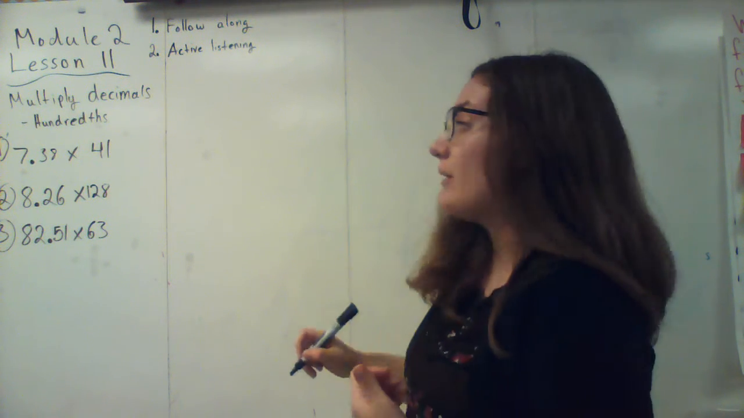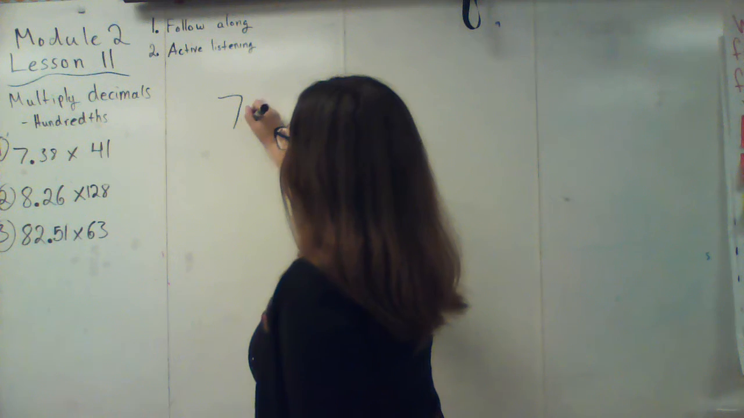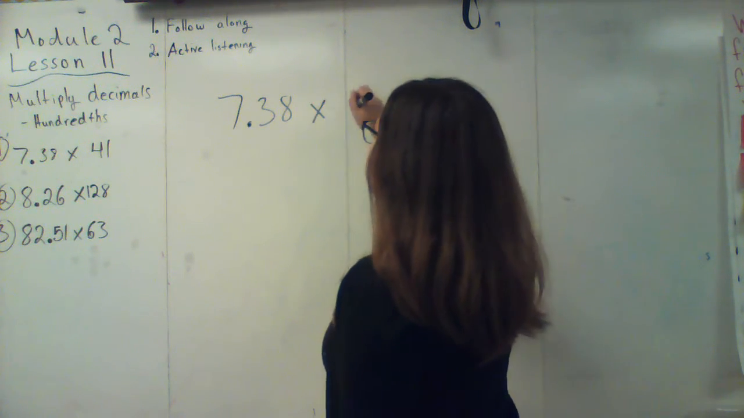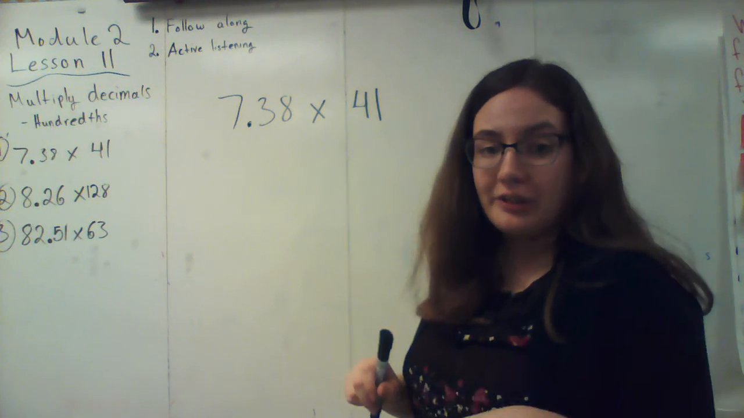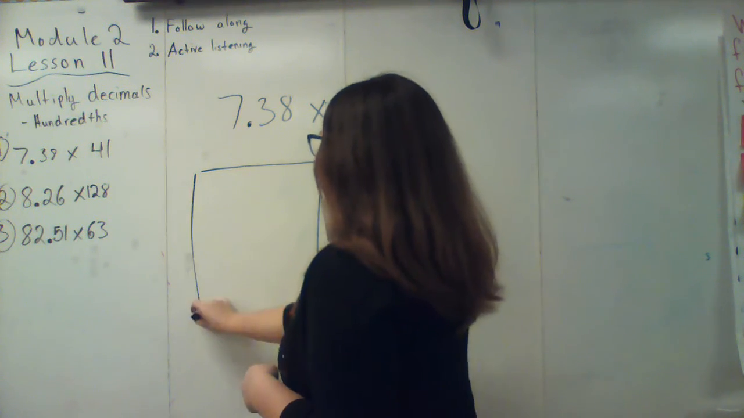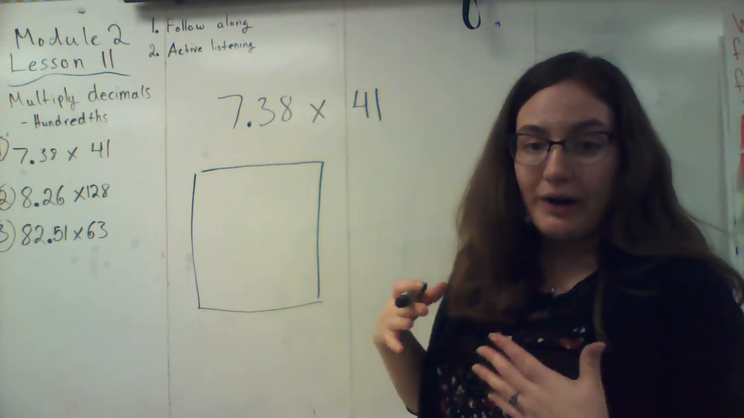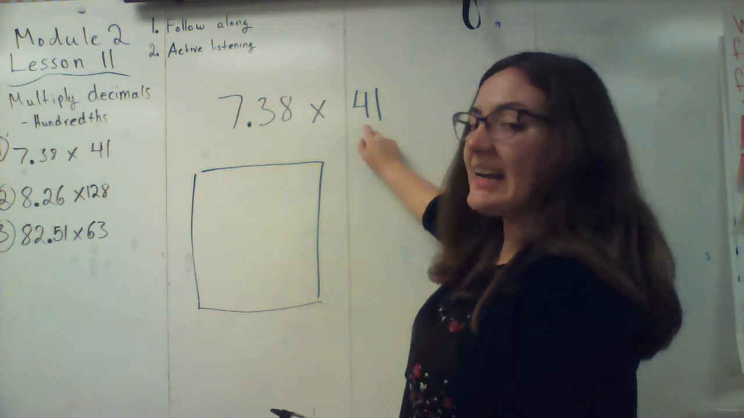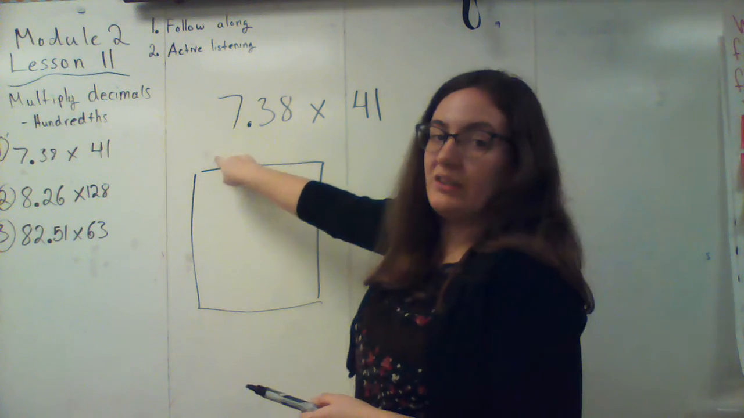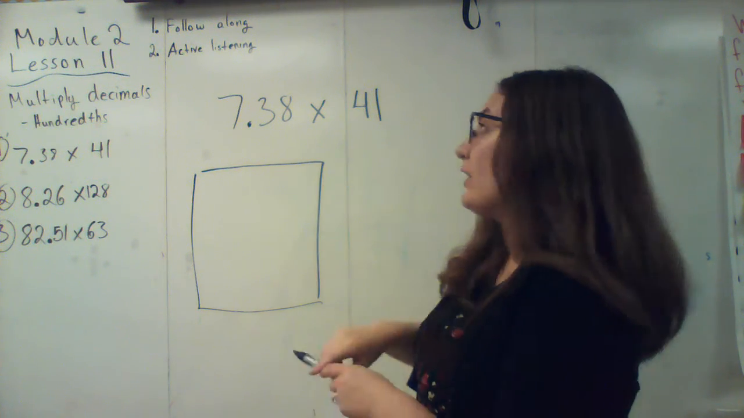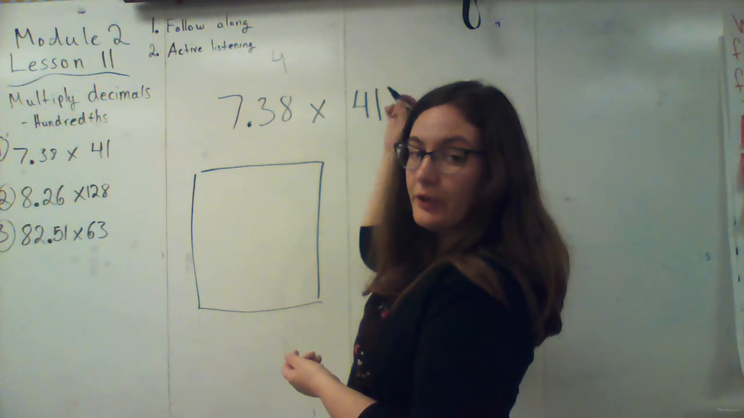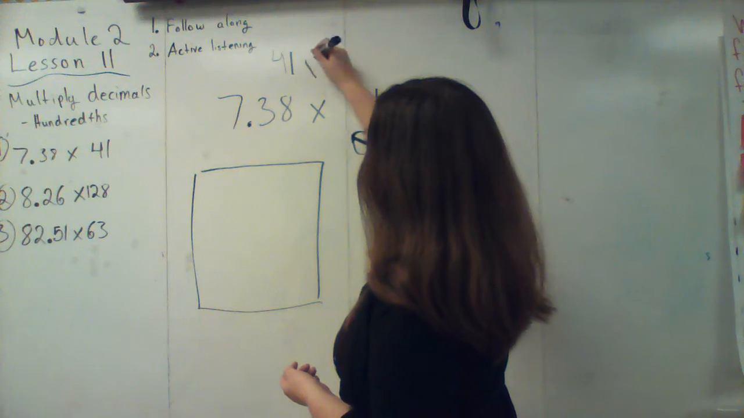So let's take a look at our first problem. Our first problem is 7.38, or 7 and 38 hundredths, times 41. Now I'm going to make my area model for this. Remember, I draw my box, and then I need to figure out where my numbers need to go. Remember, I like to have my whole numbers on this side, and I like to have my decimals up on the top. So if it helps you, you can reverse the order of this problem. So instead of 7.38 times 41, you can write it as 41 times 7.38.